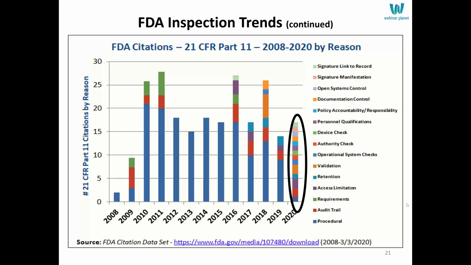These are citations that are specific to 21 CFR Part 11, the Electronic Records and Signatures Guidance by FDA, from 2008 to 2020 by reason, the reasons listed on the right-hand side of the screen with the colored boxes. Now, up until 2015, I should say, most of the inspections done were procedural. They looked at SOPs, for example. They really weren't very well trained in Part 11 at the FDA. The inspectors came in and performed very cursory reviews up until 2015.